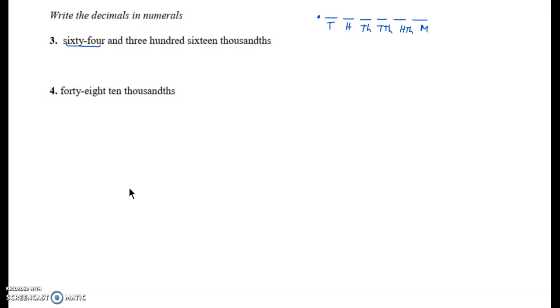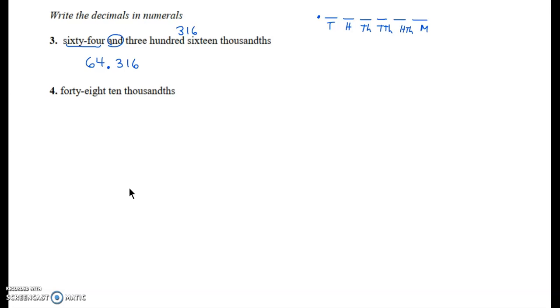So we have 64 and 316 thousandths. So you need to be careful here because we need to end up in the thousandths place. Sometimes we will have to fill in with zeros, so be very careful. 316 thousandths, the thousandths is the third position, so we won't have any zeros here. So as a number, 64.316.